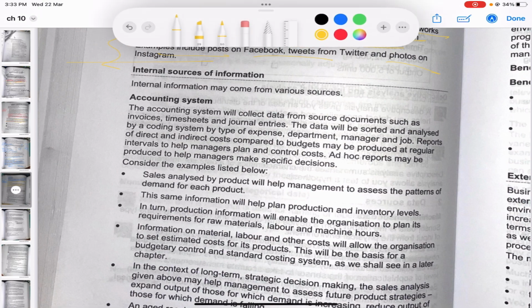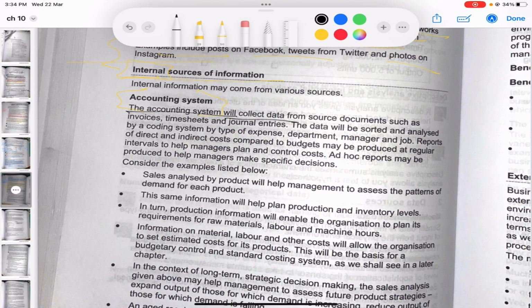Okay. Now we have internal sources of information. What do you mean by internal? Internal means something that is happening inside your organization, something which is happening within your own organization. So the first thing we have is the accounting system. So we studied in F3 also. All of the organizations have their own accounting system.